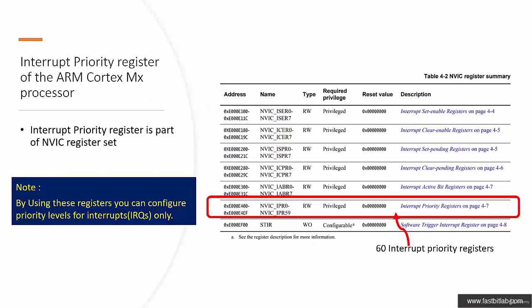Let's explore the interrupt priority register of the ARM Cortex-M processor because this is a place where you configure the priority for interrupts. Interrupt priority register is part of NVIC register set. Here you can see that we have 60 interrupt priority registers to cover all 240 IRQs. By using these registers, you can configure priority levels for IRQs only, remember that. You cannot use these registers to configure priority for system exceptions.